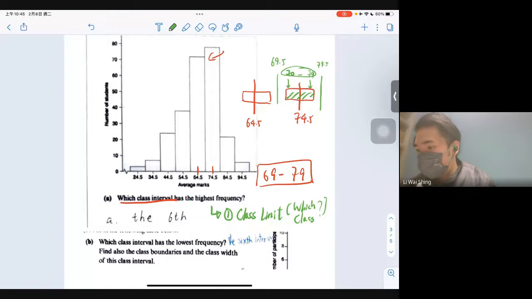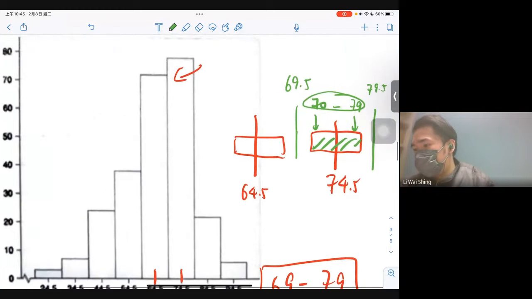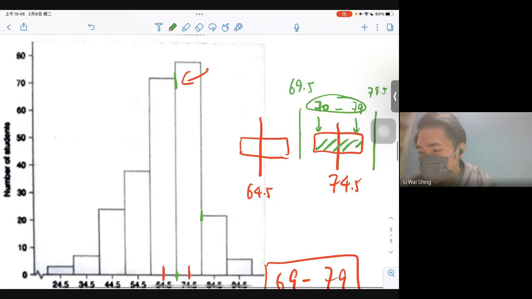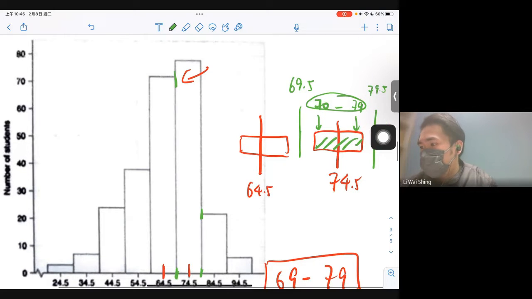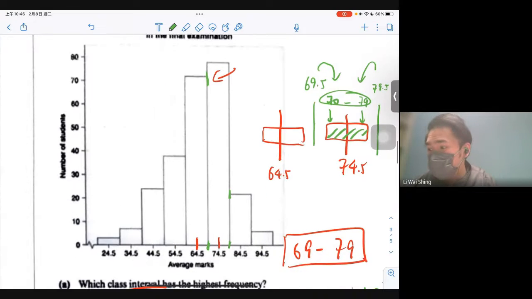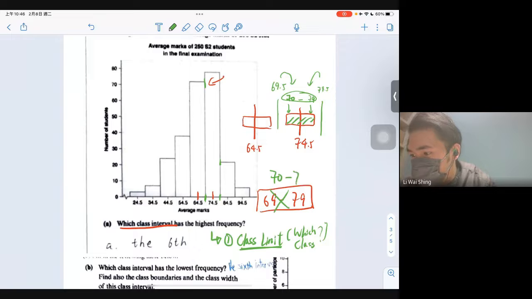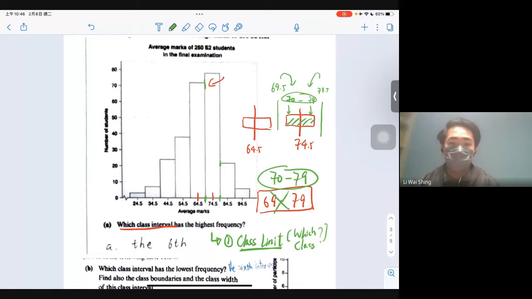Then the second question, how to find the class limit? First, you find the exact middle point here. You find the class boundaries first, then you can find the class limit. There are two difficulties. First, you have to identify which class, because I am asking for the class limit. Second, how do you find the class limit? Find the class boundary first, then take 0.5 back inward, and we get the class limit. So the answer should be 70 to 79 marks. Is it clear?